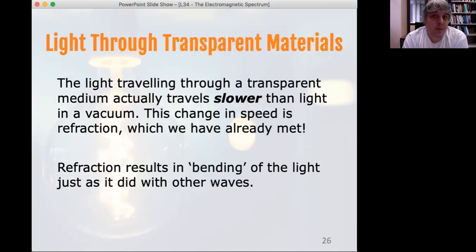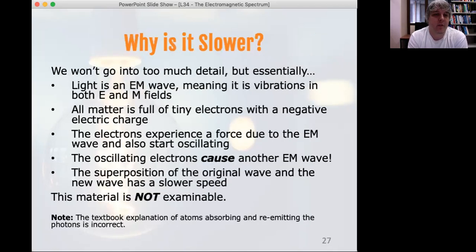When they do go through those other mediums, they actually travel a bit slower than light in a vacuum. So I said the speed of light is a constant, it's c, it's 300 million meters per second, everywhere where there's a vacuum. As soon as you put matter in the way and the photon has to travel through the matter, it actually slows down. Right? It does slow down, and that's refraction, which we've already met as well. The idea of the wave traveling at a different speed because it's in a different medium. So we've already talked about refraction, and we're going to see how that works with light and photons as well.